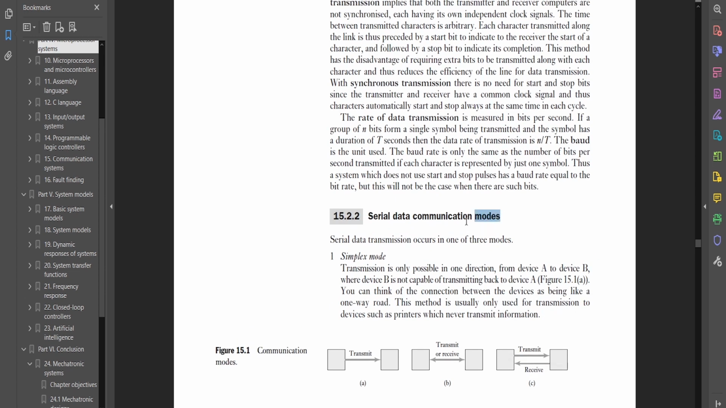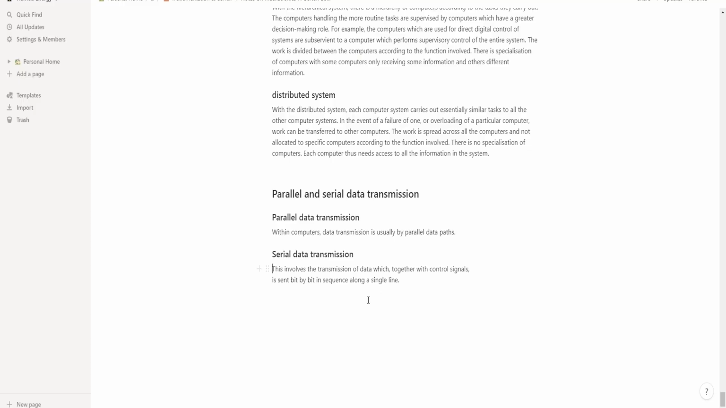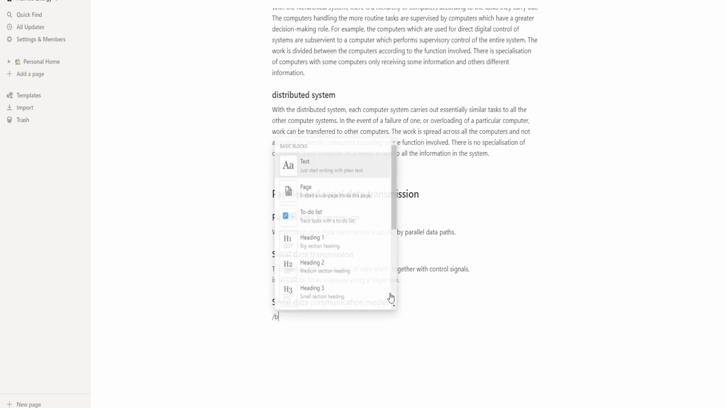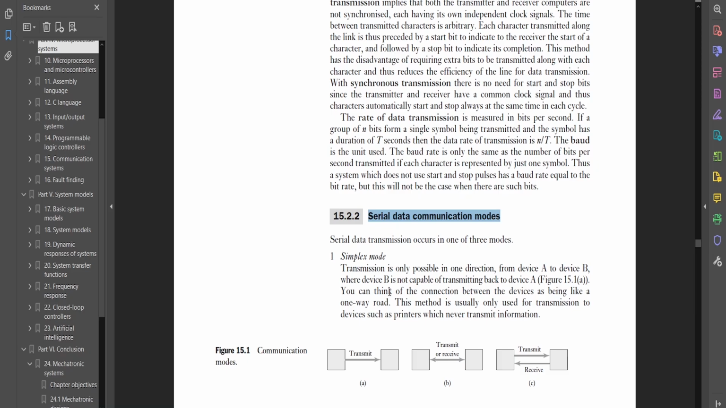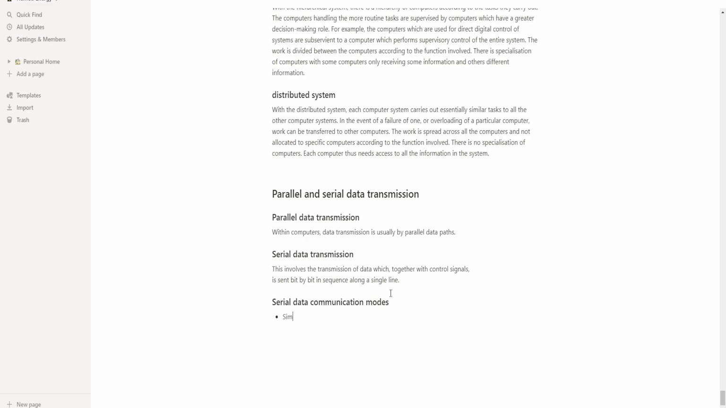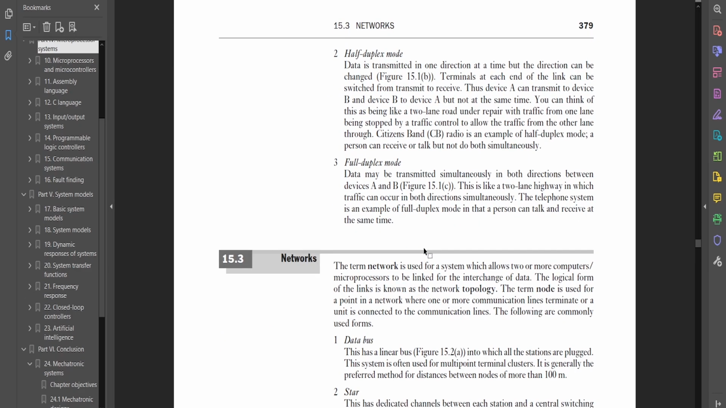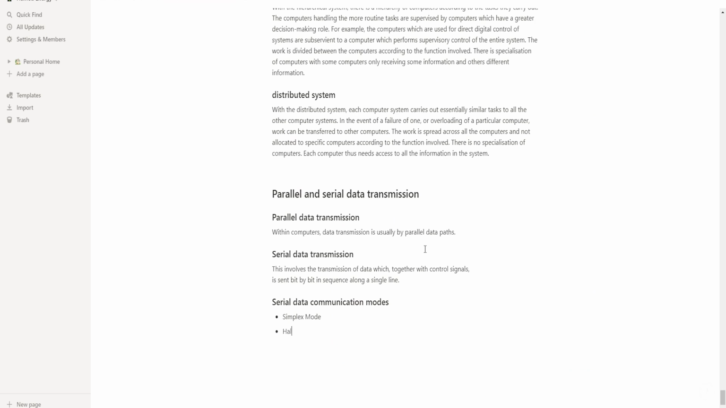I'm not going to write down what these are. I'm just going to mention that there are three different types of them. So you've got simplex mode, half duplex, and full duplex.